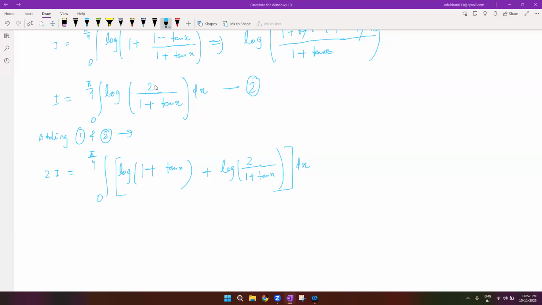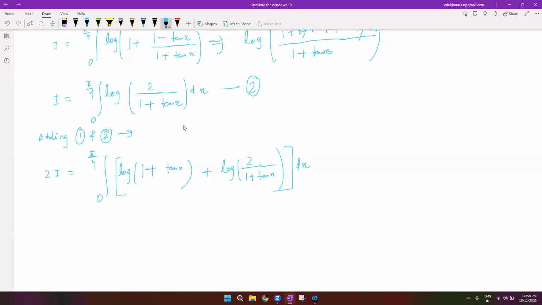We could have also written it like log a minus log b. This could have been written as log of 2 minus log of 1 plus tan x. That would have been correct as well. Well, this is your choice. In that case also we would have to add. After adding only we will get the final answer.